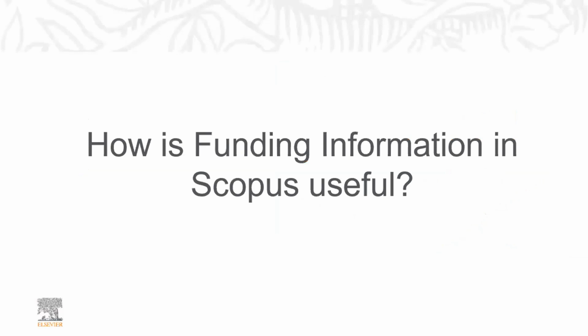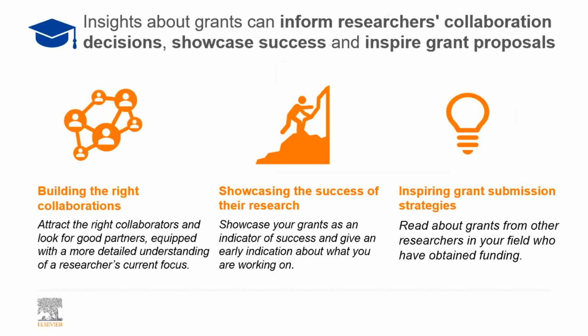And next slide, please. So focusing on researchers, I chose for today to focus on researchers and why researchers are using Scopus or the funding data available in Scopus, and also on funders. Why are funders using this information? To start with researchers, they are using Scopus to see which funding bodies allocate funds within their research areas of interest. And through the funding data on Scopus, we aim to help researchers inform their collaboration decisions, showcase their success, and inspire their grant proposals.